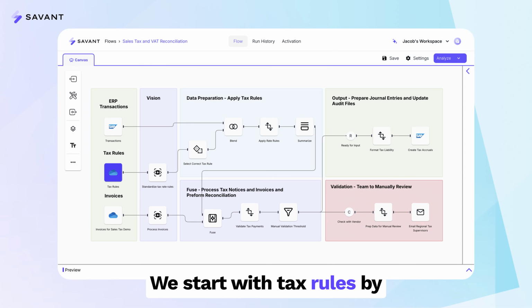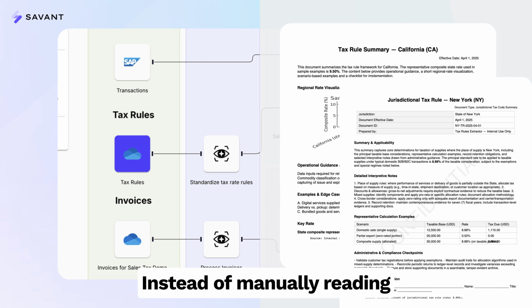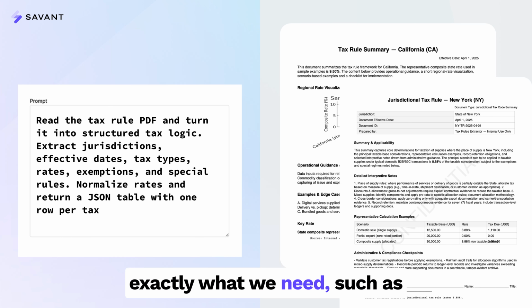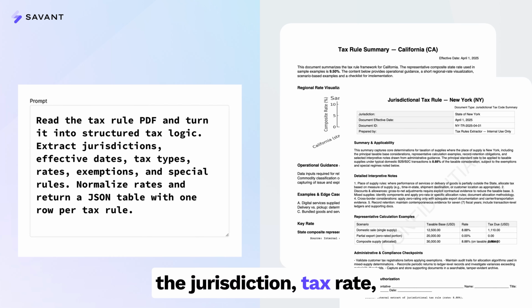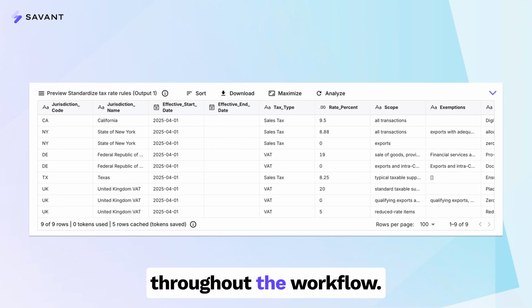We start with tax rules by jurisdiction, which typically arrive as PDF documents. Instead of manually reading those files, we prompt the Vision agent to extract exactly what we need, such as the jurisdiction, tax rate, and other required fields. Vision converts those documents directly into a structured table that can be used throughout the workflow.